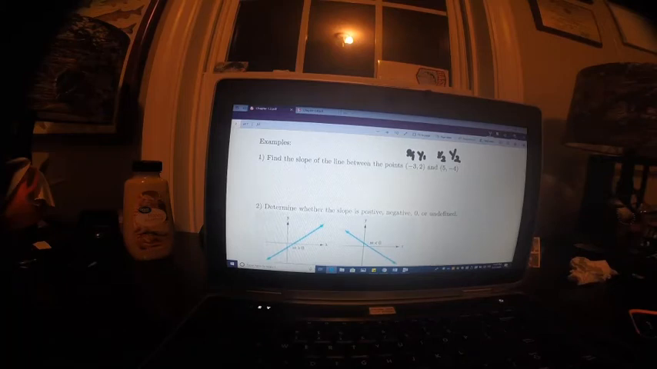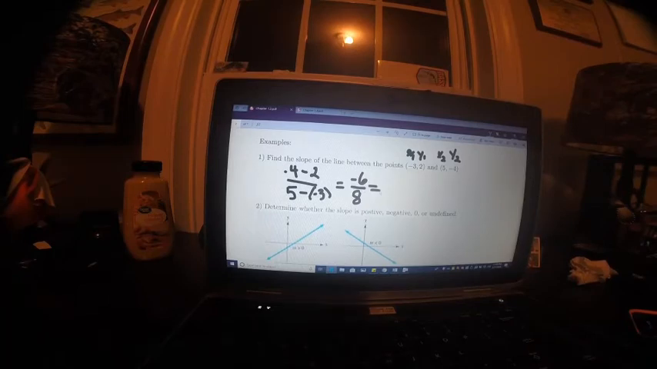So we've got y2 minus y1, so I've got a -4 minus a 2, all that is over x2, which is 5, minus a -3. Okay, now -4 minus 2 is a -6. And 5 minus a -3 is actually an 8. So the slope of the line between 2 points is -6 over 8. In this class we do reduce. And -6 over 8, if you divide both by 2, reduces to a -3 over 4. That would be your answer.